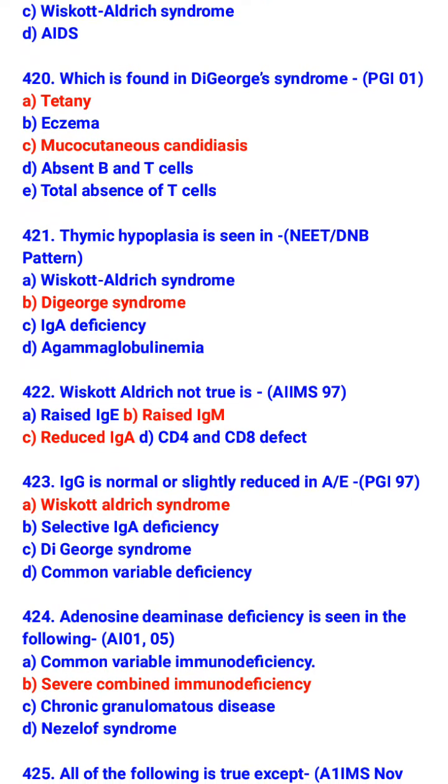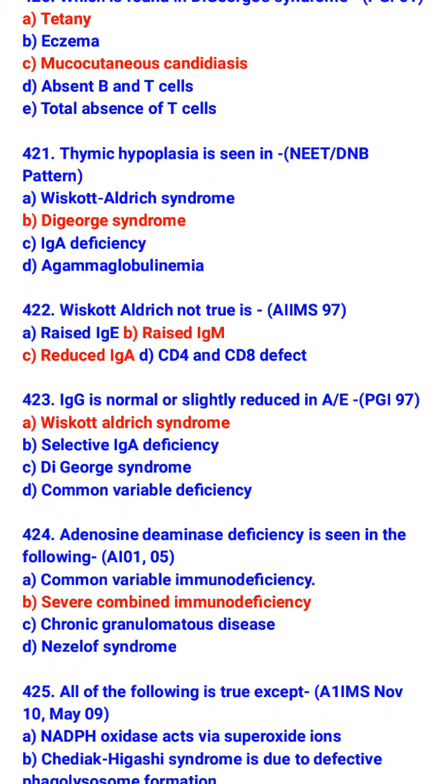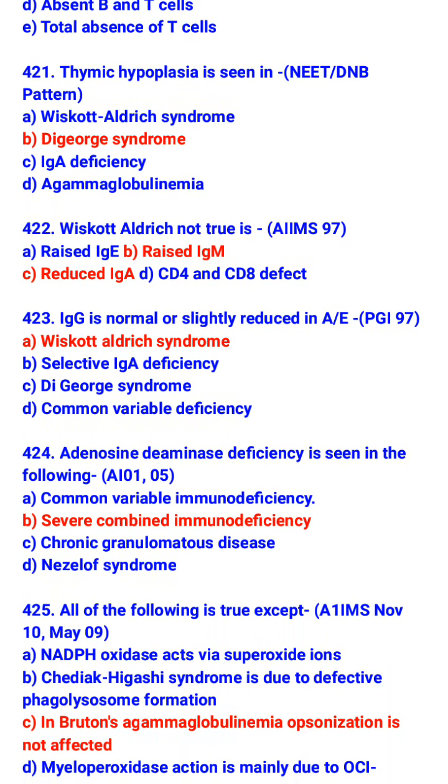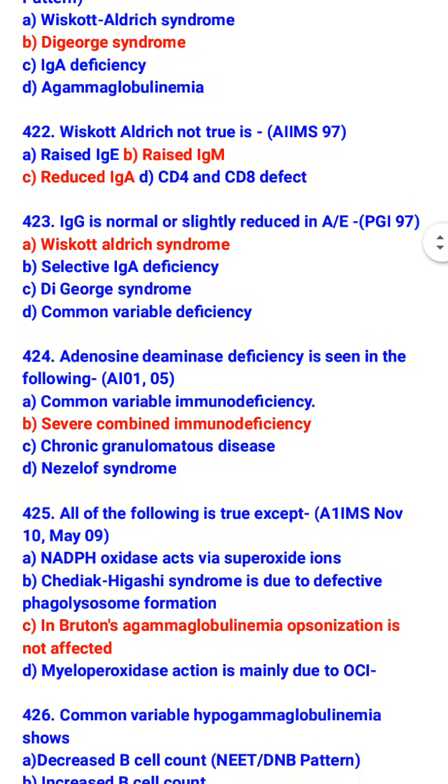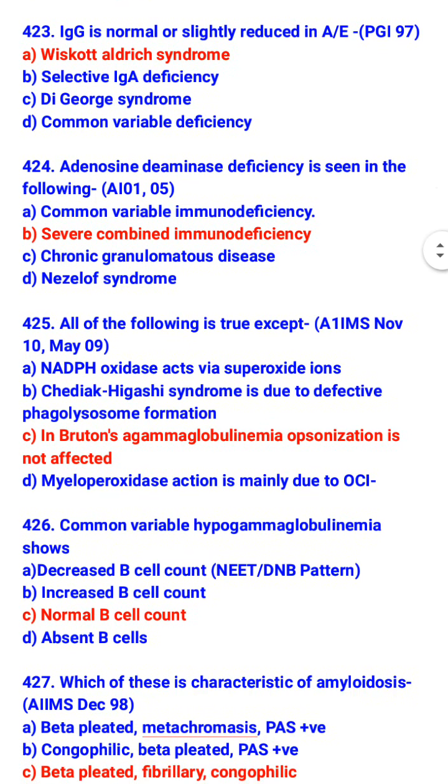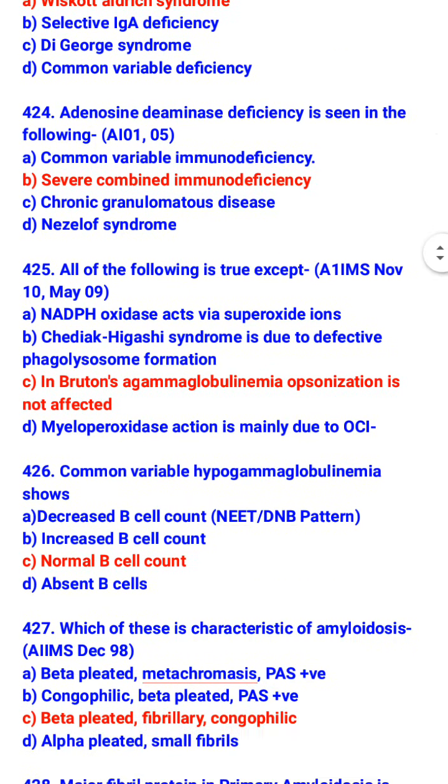In Wiskott-Aldrich, raised IgM and reduced IgA is not true. What is true is raised IgE and CD4 and CD8 defect. IgG is normal or slightly reduced in all except Wiskott-Aldrich syndrome. So IgG is normal or slightly reduced in selective IgA deficiency, De George syndrome, and common variable deficiency. Adenosine deaminase deficiency is seen in the following: severe combined immunodeficiency. All of the following are true except in Bruton's agammaglobulinemia, opsonization is not affected.